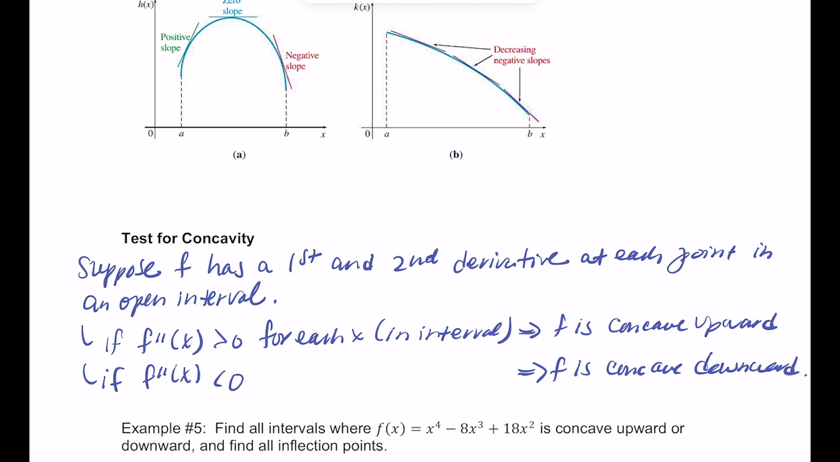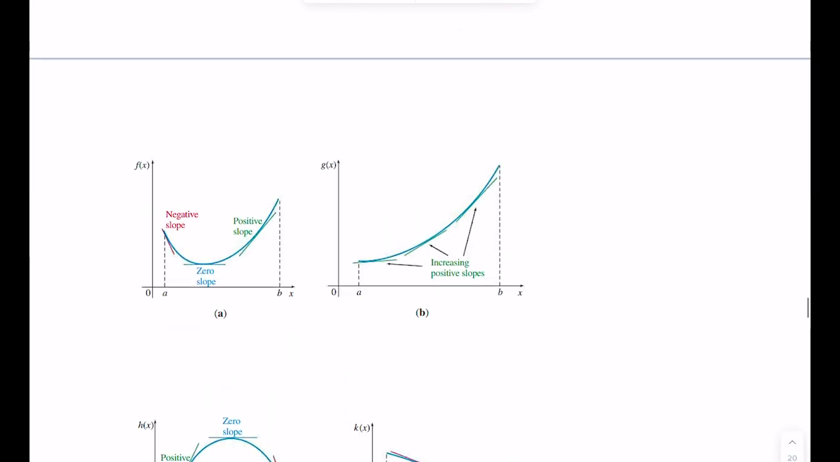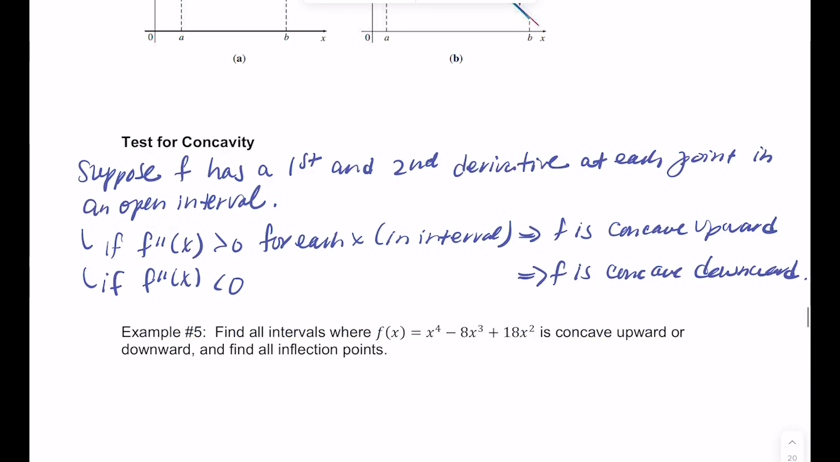Okay, so the second derivative here is going to be negative, concave downward. Second derivative of this function is negative, concave downward. Here, if we were to take the second derivative of this function, it would be positive, so it's concave upward. Second derivative again, positive, concave upward.